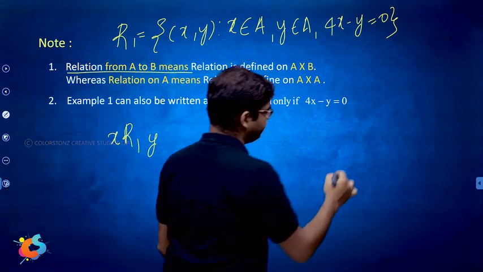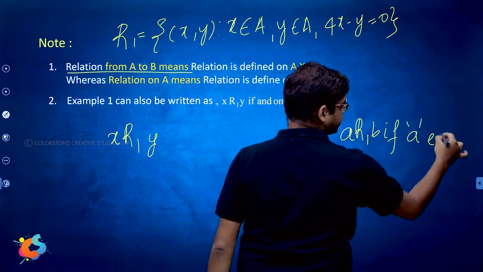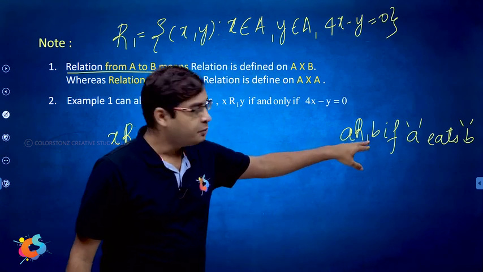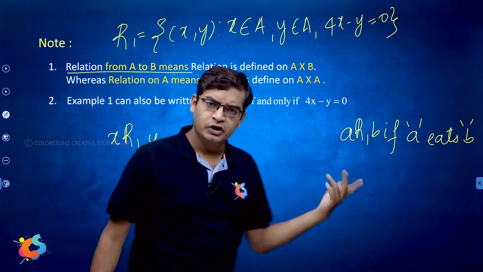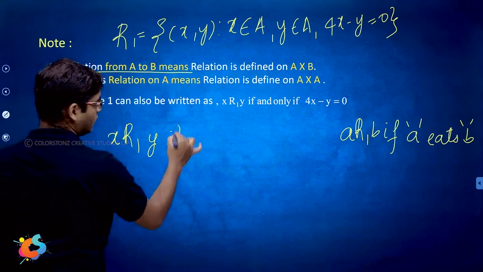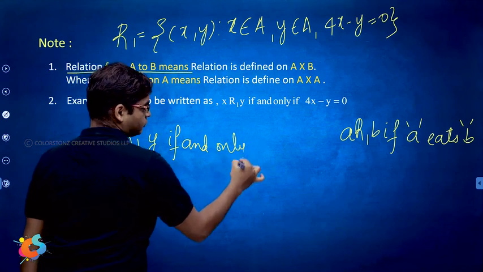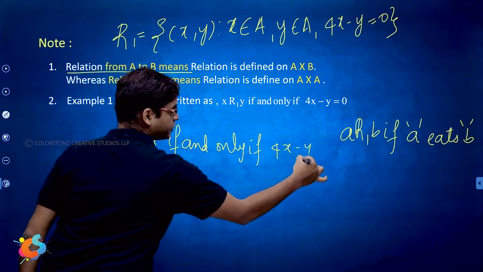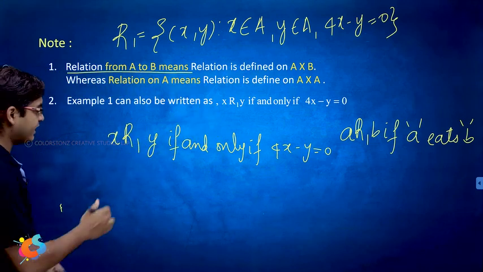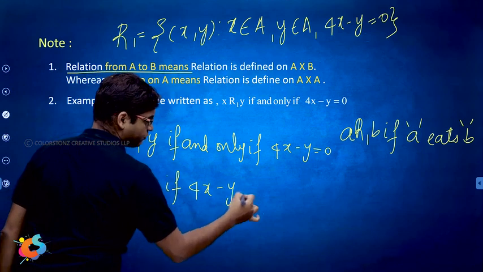If you remember, before we wrote it like this: a R1 b if a eats b. So a is an element mapped to b under the relation R1 if a eats b. Here also it is the same thing. x is an element which is mapped to y under the relation R1 if you write the condition, or you write like this also, if and only if 4x minus y is equal to 0. There is no difference between this way of writing and that way of writing. You are communicating the same information: x R1 y if 4x minus y is equal to 0.